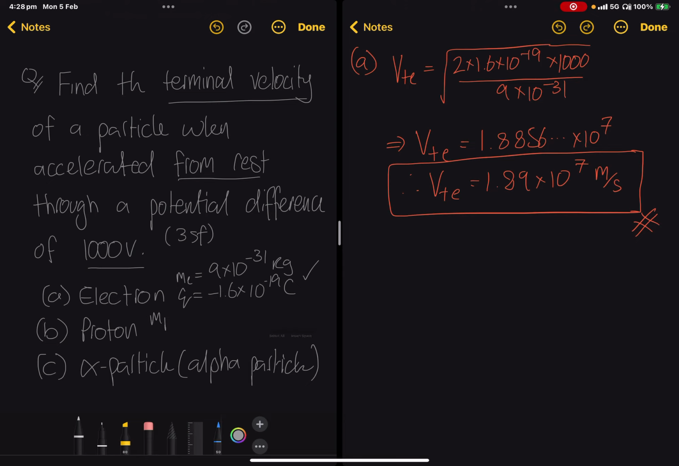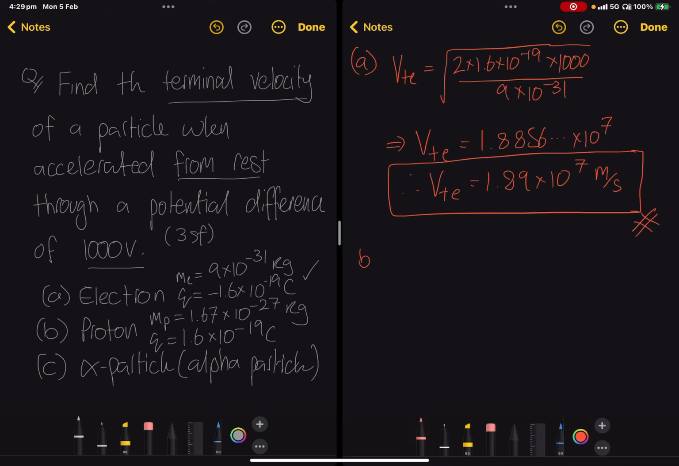So the mass of a proton is 1.67 times 10 to the minus 27 kilograms. And the charge of a proton, well, the charge of an electron was -1, the charge of a proton is +1. So the charge here is the same magnitude as the electron. It's 1.6 times 10 to the minus 19 coulombs.